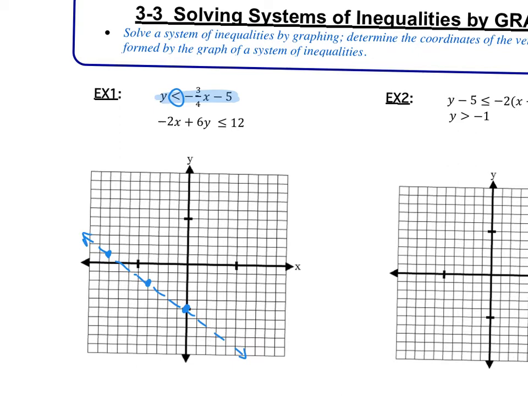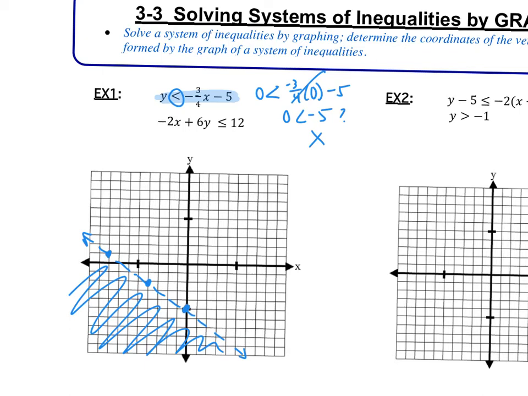Now, if you remember with the shading, we're going to plug in a test point. I like to use 0. 0, 0, that is the origin. So we get 0 is less than -3/4 times 0 minus 5. So that's just 0. 0 is less than -5. Is that true? No, it's not. If we think of a number line, -5 is to the left of 0. -5 is small. What that tells us is we do not want to shade at 0. So we don't want to shade it where 0, 0 is. We're going to shade over here.